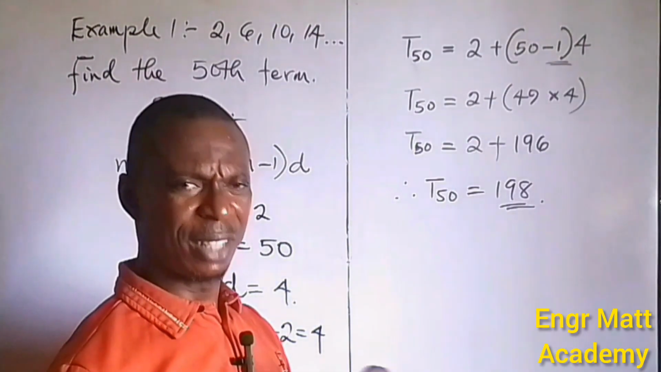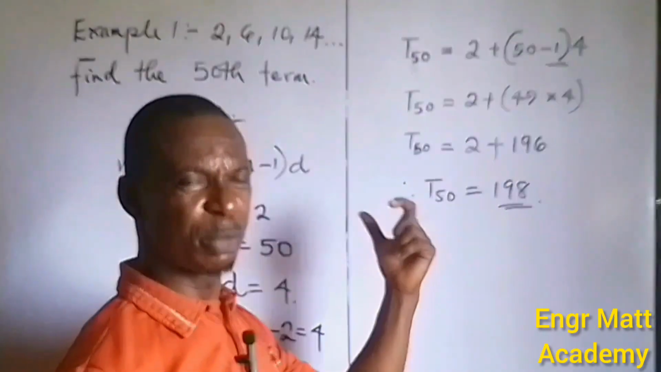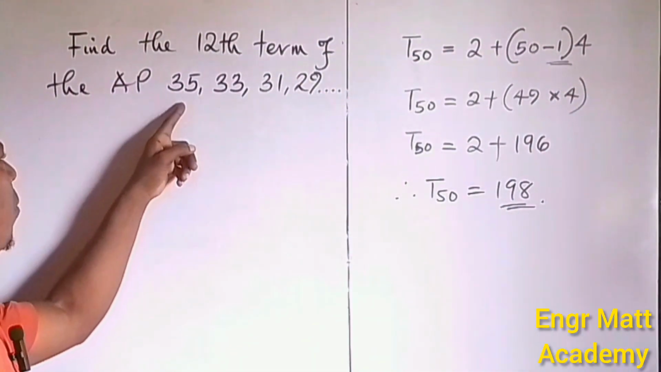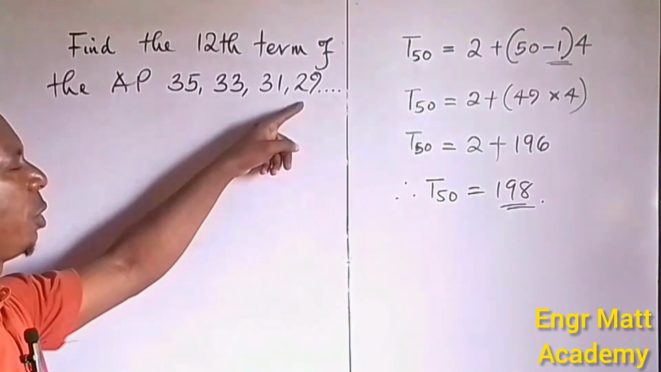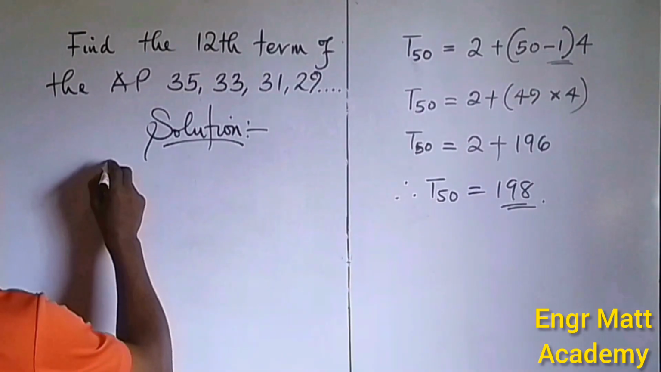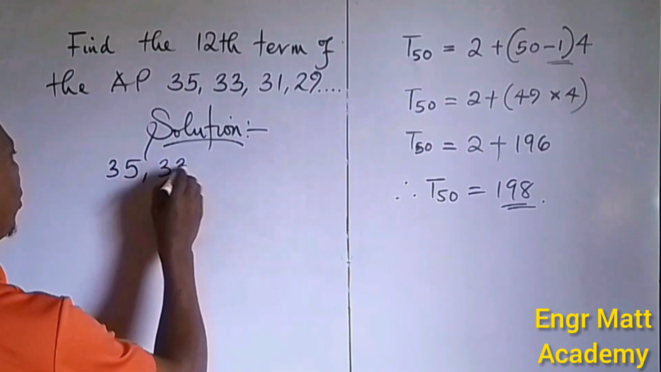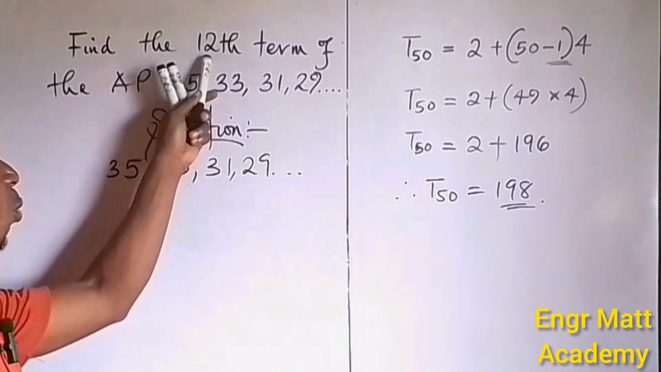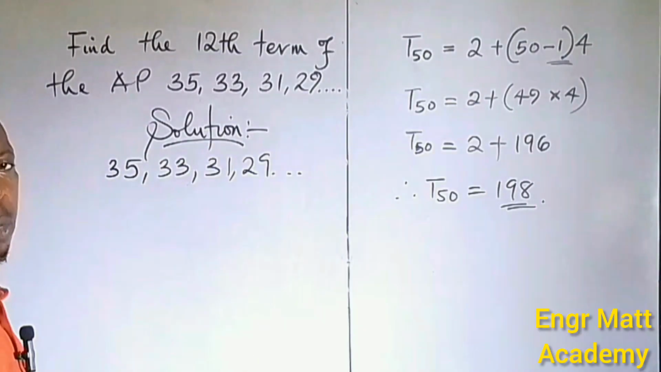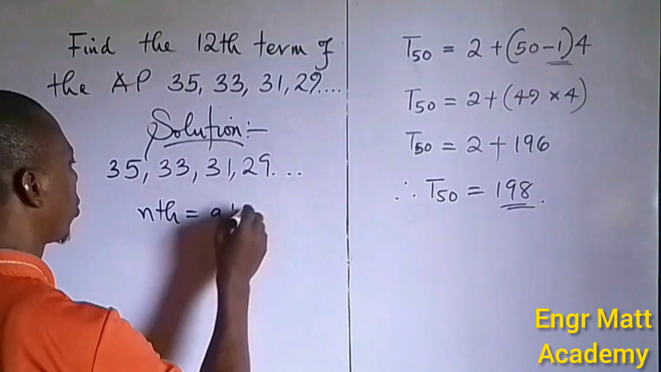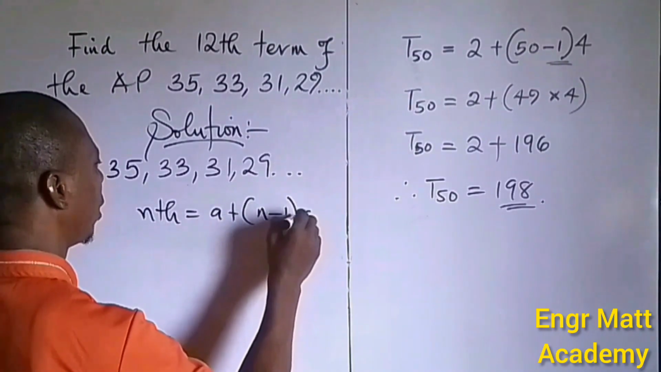Let's consider another example to reinforce this principle. In this example, we have the AP 35, 33, 31 and 29. Find the 12th term of the AP. The sequence is 35, 33, 31, 29 and so on. Since we are looking for the 12th term, we use the nth term formula. The nth term is equal to a plus n minus 1 times d.